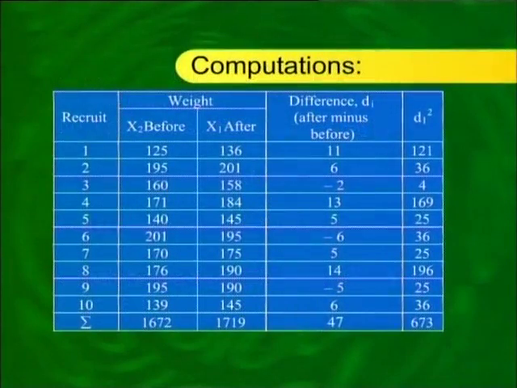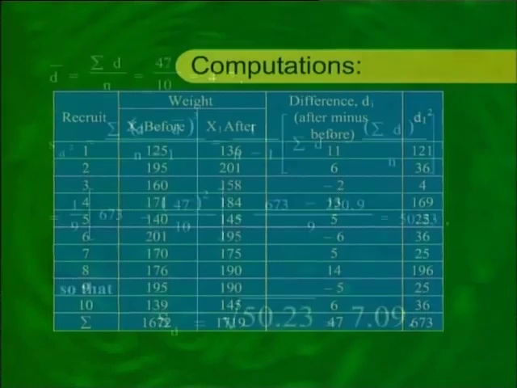The fourth step is the computation of the statistic, and as you now see on the slide, in order to find t, we first have to find SD, and to find SD, we need to have a column of d square, which you see in the last column of the table that you have in front of you now. The d square values are 121, 36, 4, 169, and so on.